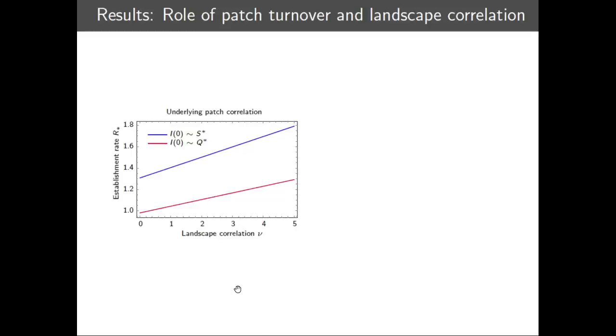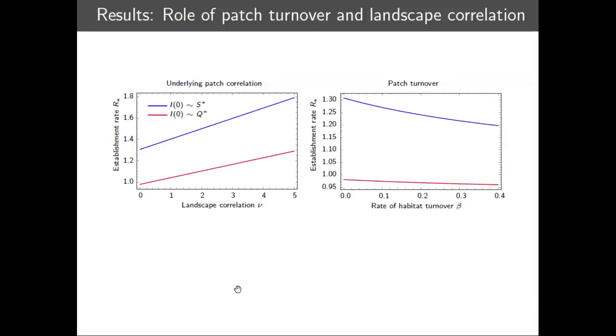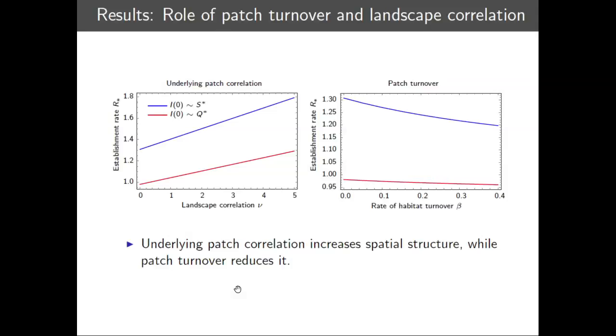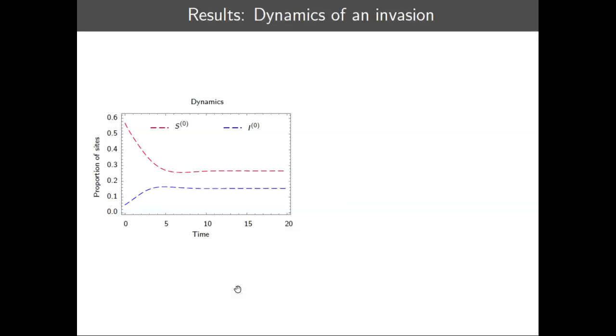The second thing is the underlying landscape structure. Having correlation in the landscape actually increases the establishment rate of the infection because that further enhances the degree to which the patches are aggregated. If the patches are also coming and going, turning over as an exogenous process, that reduces the establishment rate because that reduces the extent to which the host population has a natural tendency to aggregate. So in conclusion, the host spatial structure increases the pathogen establishment.